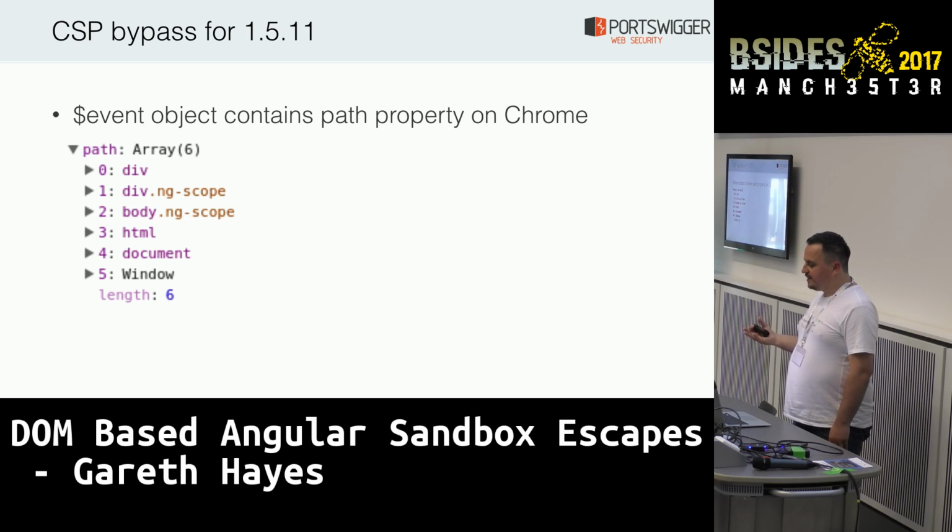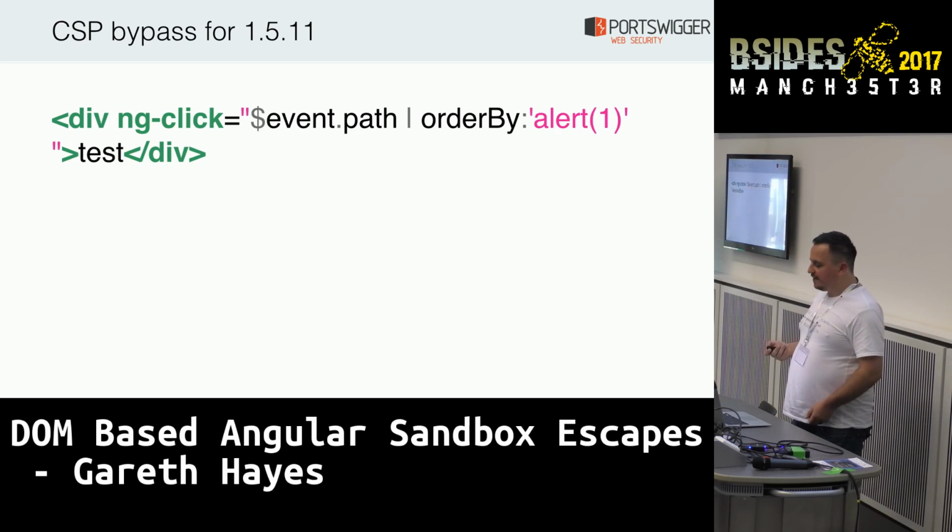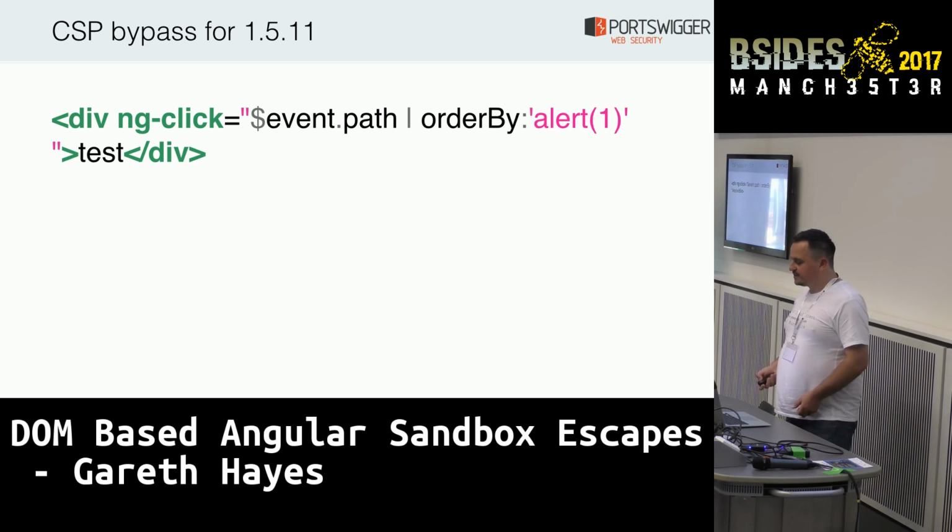So if I pass the path array to the orderBy filter, the Sandbox code will be executed in the scope of the array element. So it will loop through every element of the array until it gets to the window. So here we have an ng-click. We pass the path property to the orderBy filter. The orderBy filter will execute the code in the scope of the array element, and eventually it'll get to window, and then we can call alert(1) and bypass the sandbox.